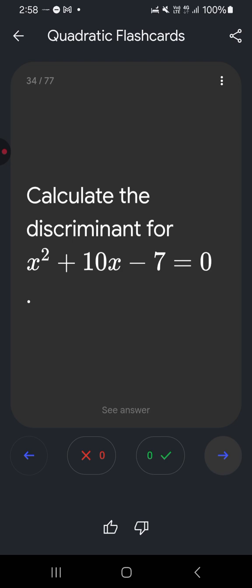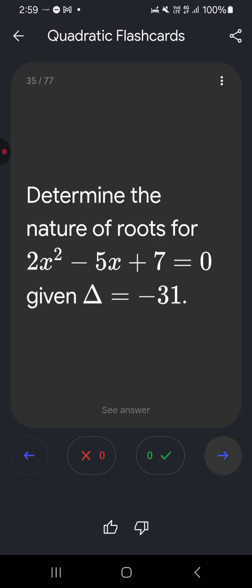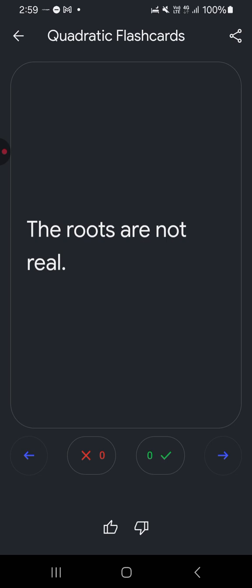Calculate the discriminant for x square plus 10x minus 7 is equal to 0. Discriminant will be 128. Determine the nature of roots for 2x square minus 5x plus 7 is equal to 0, given that delta is equal to minus 31. The roots are not real.